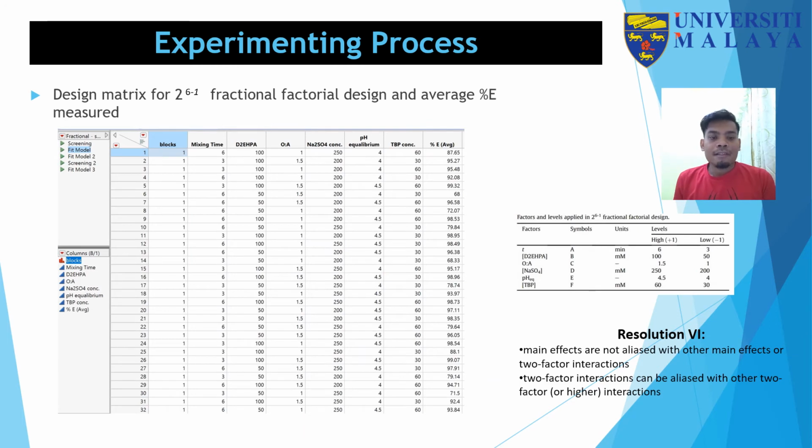This is the design matrix for the 6 minus 1 fractional factorial design and the average percentage extraction, measured by using the JMP software. And on the right side is the table of the factors and levels applied in this design, whereby there are 2 levels, high and low. And basically, this design is resolution 4, whereby the main effects are not aliased with other main effects or two-factor interactions, and two-factor interactions can be aliased with other two-factor or higher interactions.